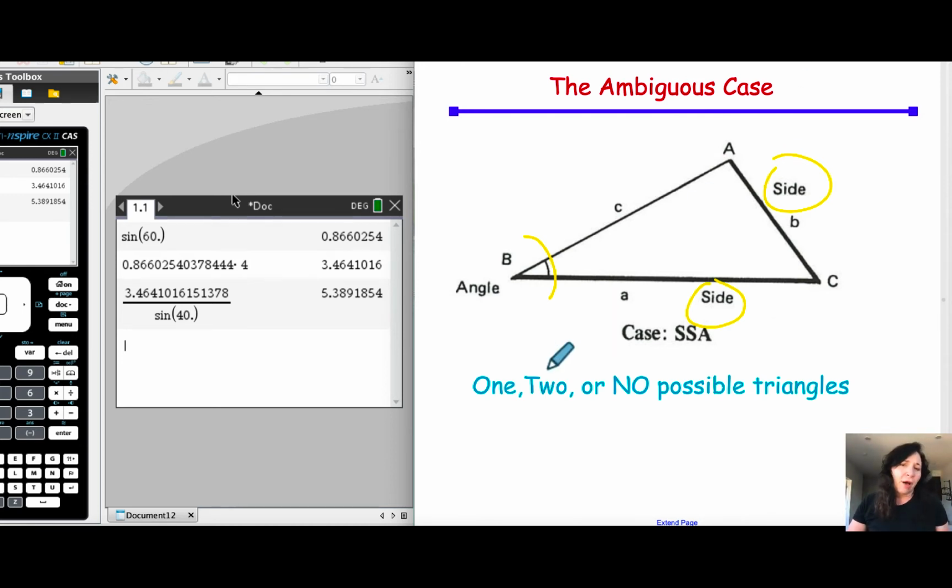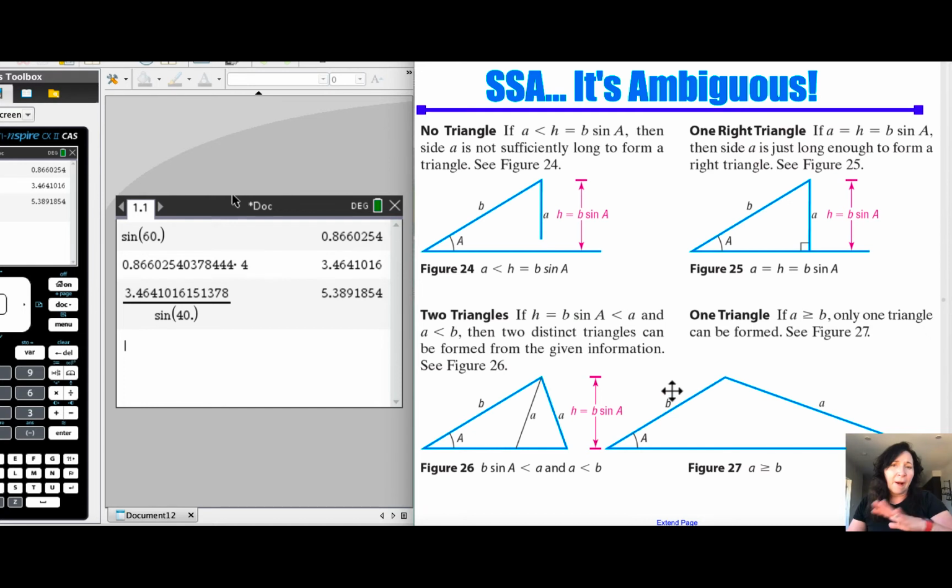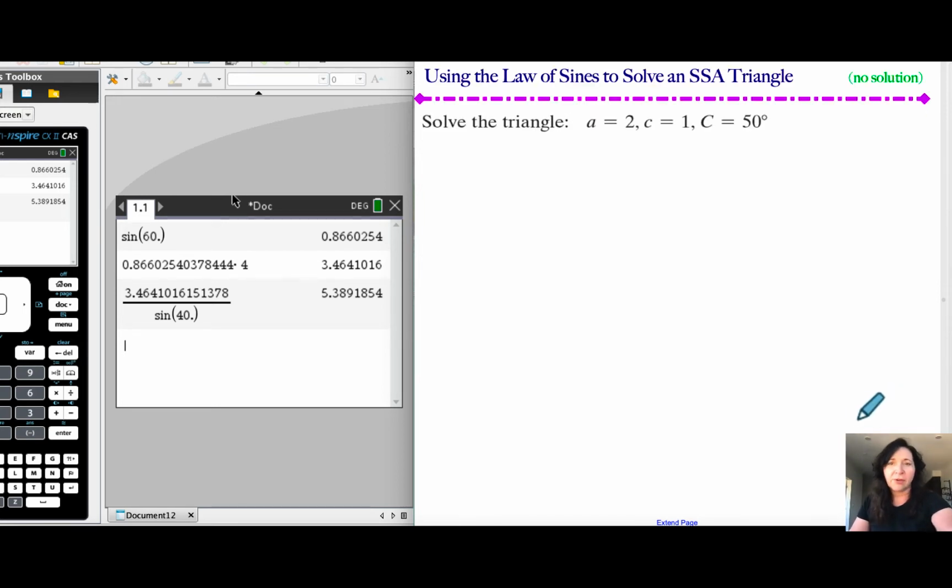Now, using law of the sines, I'm going to have 1, 2, or no possible triangles, okay? So you just don't know what's going to happen. So we're going to start off. You can go back, pause the screen, and look back. This sort of tells you the rules for why you're going to get 1, 2, or no triangles with side-side-angle. So we're going to start off, and heads up, full no solution for this one, but let's work through this.